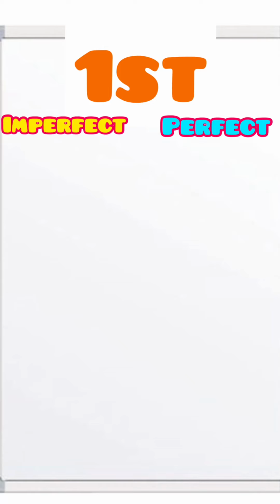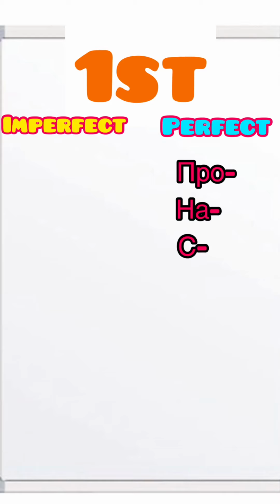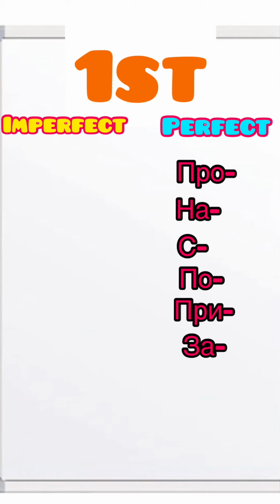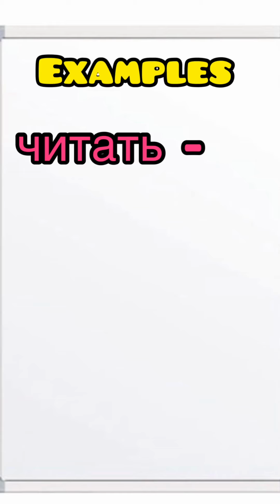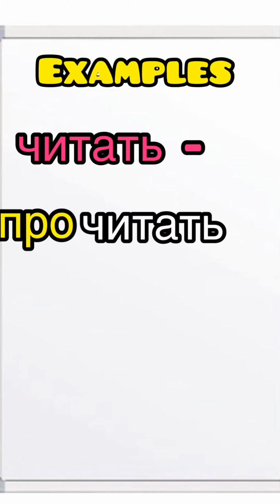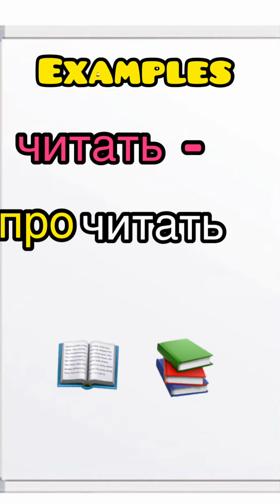What prefixes do we have for perfect verbs? Про, на, с, по, при, за, вы, подо, у. Examples. Читать, imperfect. Прочитать, perfect. To read.